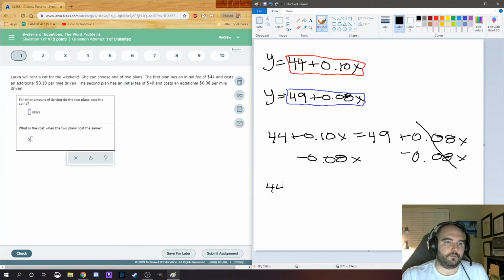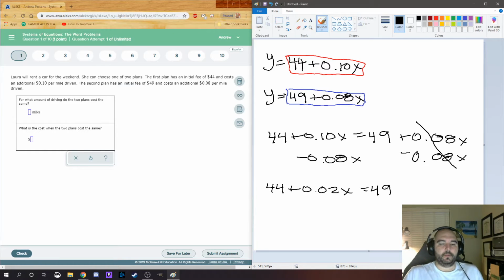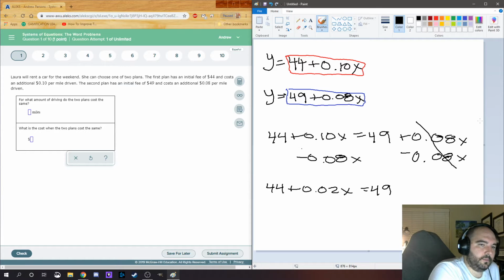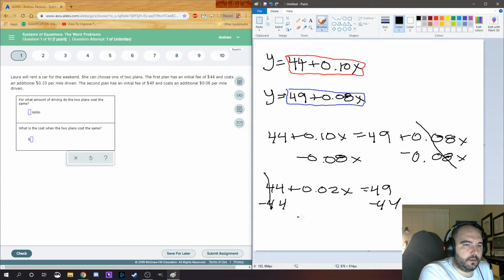And my result is 44 plus 0.02x equals 49. Okay. Actually, you know what? I think I'm going to set my writing thing down. We'll see if that helps. Oh, maybe it does. I'm always wondering what I can do to make the writing work a little bit better. All right. Then I'm going to minus 44 on both sides. Get 0.02x equals 5. I divide by 0.02.